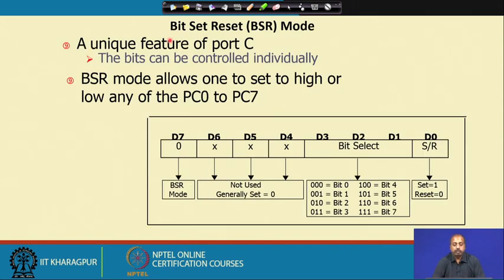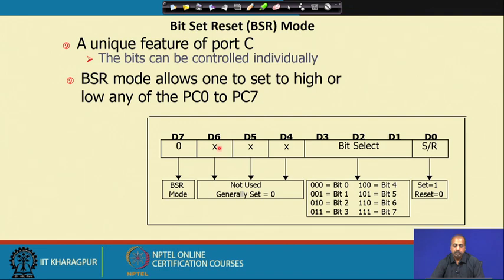Another important feature that this 8255 has is the bit set reset mode. So, this is a unique feature of port C and the bits can be controlled individually. So, it will allow you to set high or low any of these PC0 to PC7 bits. So, you can see first of all this D7 bit, this is the control register setting. So, the D7 bit must be 0, because in that case it will mean that it is in BSR mode, bit set reset mode.